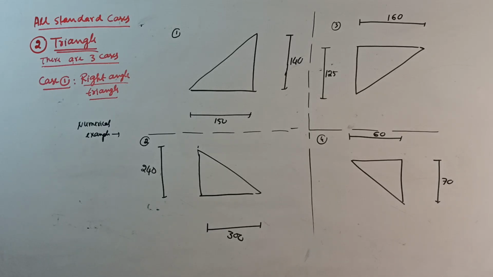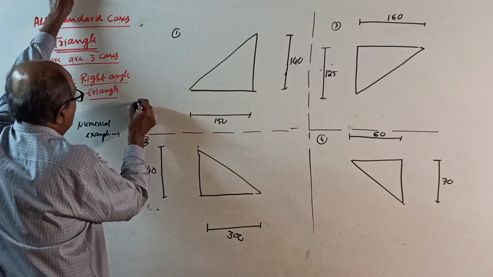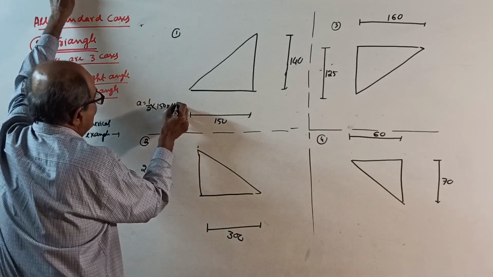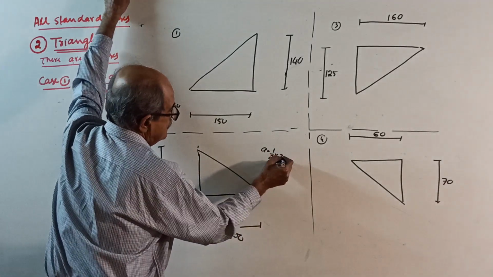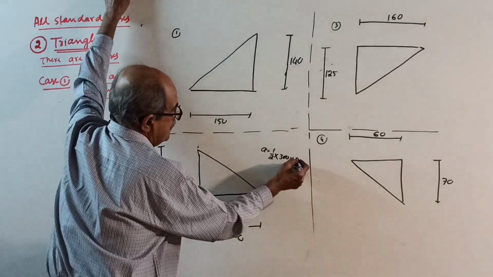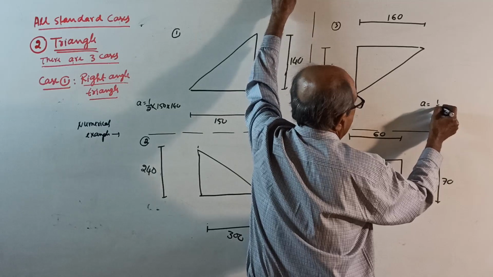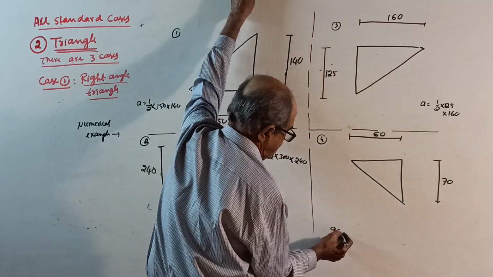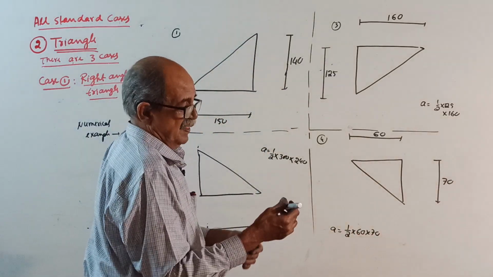Yes, no problem. Now, I'll first finish the formality, to save the time. Area, I'll use a black color only. Area for this one: half into 150 into 140. For this one: half into 300 into 240. For this one: half into 125 into 160. Formality only. Area for this one: half into 60 into 70. Okay, area clear.